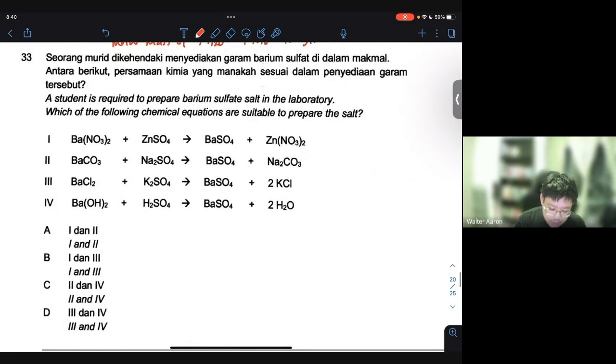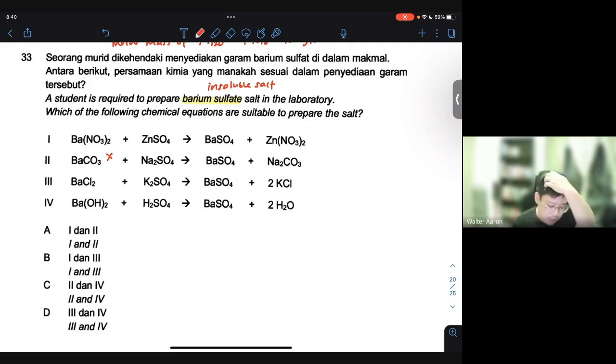All right, 33. A student is required to prepare barium sulfate in a salt laboratory. Which of the following chemical equations are suitable to prepare the salt? Before that, let me remind you that barium sulfate is actually an insoluble salt. So you will need soluble barium to be present to conduct the double decomposition method to produce this salt. You can use barium nitrate because barium nitrate is soluble. All nitrates are soluble. But you can't use barium carbonate in this case. So we have one which is correct. You can use the first one.